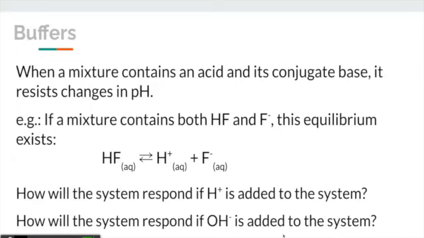Also, we can think about how this system will respond if OH minus is added to the system. If OH minus is added to the system, it will immediately react with the H plus that's produced in this equilibrium. That reduces the concentration of H plus and causes the reaction to shift to the right to make more H plus. So instead of our OH minus driving the pH up dramatically, the presence of that H plus can neutralize it and then we shift to the right, and instead of having the strong base OH minus, we just produce a weak base, F minus, which will have much less of an effect on pH.